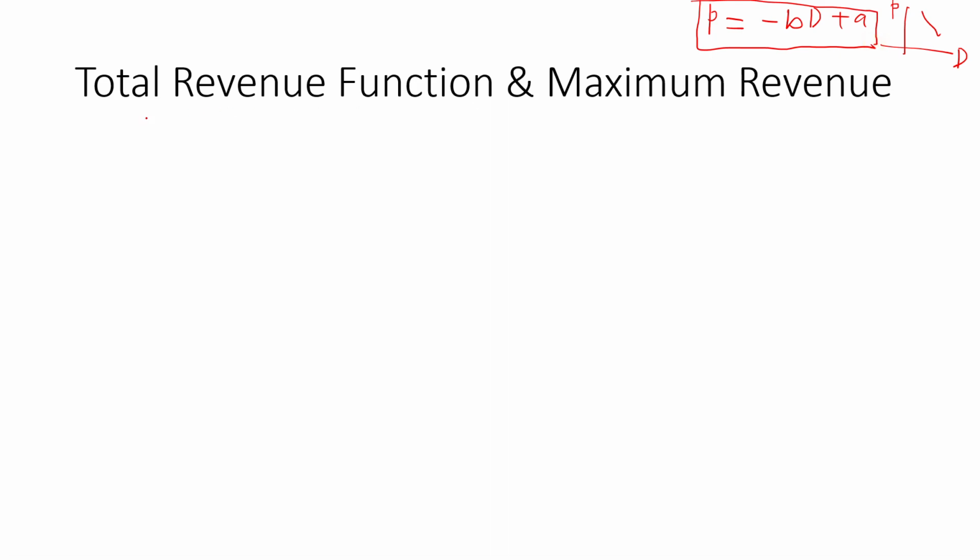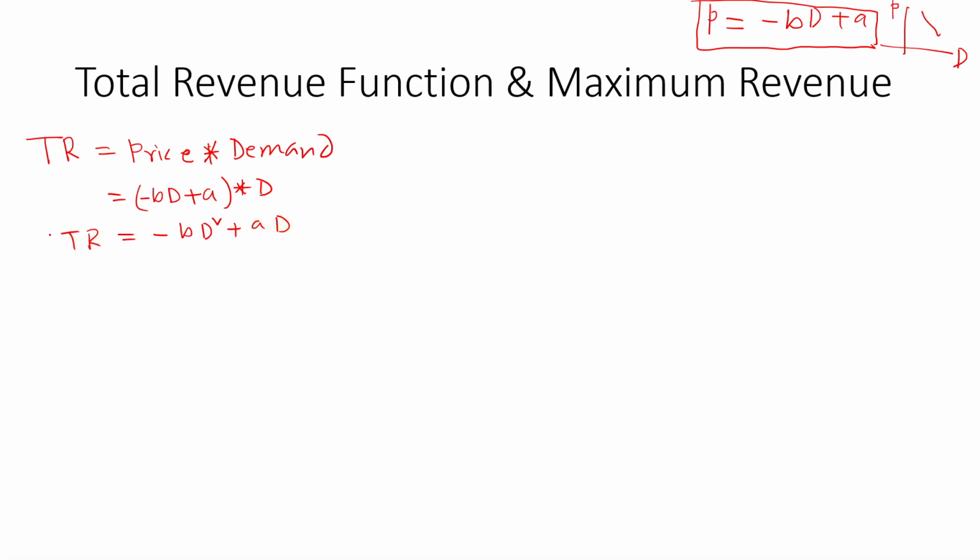Now in this video, we're going to find out the total revenue. So the total revenue is the price per unit times the number of units sold, or the demand. So we've got the price function, which is minus BD plus A, times the demand D. So there's going to be minus BD square plus AD. That's the total revenue. As you can see, this is more like a parabola type equation.